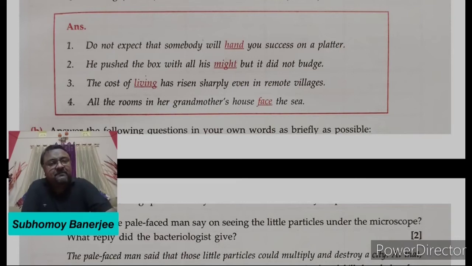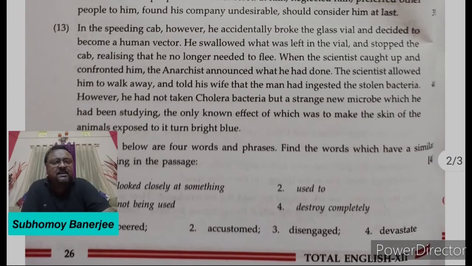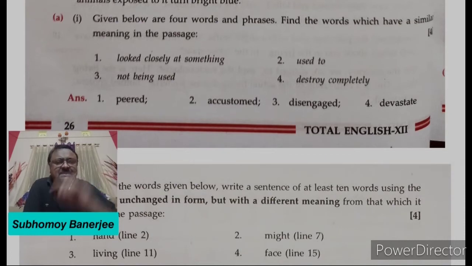So in this way. Now let's move to question number 1. Here what they have done is, given below are 4 words and phrases. Find the words which have a similar meaning in the passage. You have to look for a word in the passage which means this. In other words, meanings are given, find the word. It's like a game. You have to search for the appropriate word which means this.